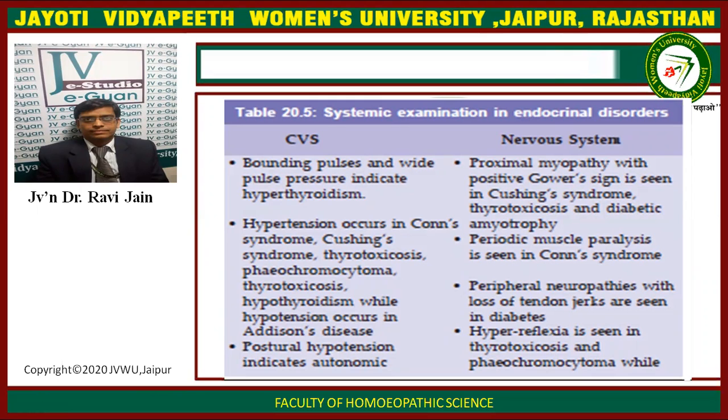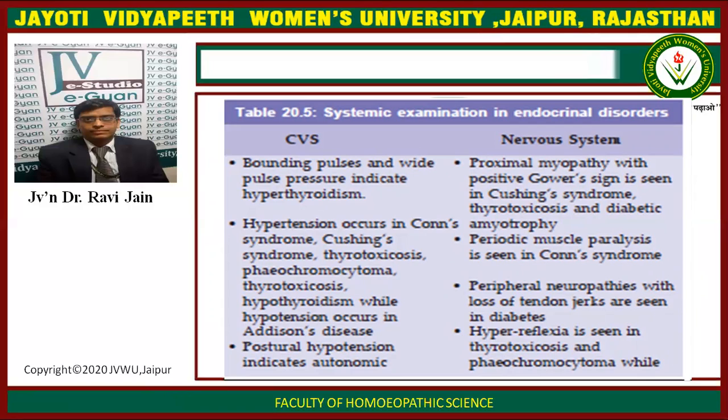In the CVS, you will find a bounding pulse with wider pulse pressure that indicates hyperthyroidism. So if a patient is coming to you with bounding pulse and wide pulse pressure, it will indicate hyperthyroidism. In the nervous system, proximal myopathy with positive Gower sign is seen in Cushing syndrome, thyrotoxicosis, and diabetic amyotrophy.